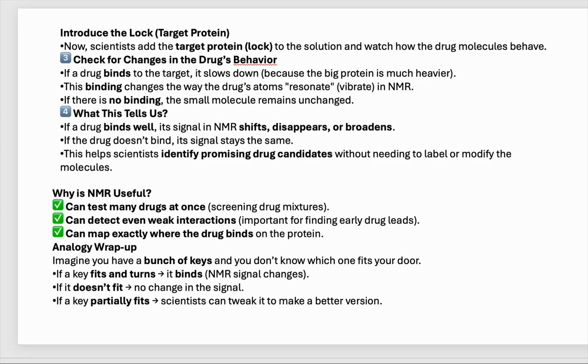Now, if the scientists add the lock, and the key is right, it'll go and get to the lock, and it can create a difference there. That would lead to a change in the chemical shift and the chemical behavior, so the spectrum that we see would change. If a drug binds to the target, it slows down the free moving drug. If there is binding, that would change the resonance pattern in the NMR, and that would be reflected in the spectrum. If there is no binding, the small molecule remains unchanged.